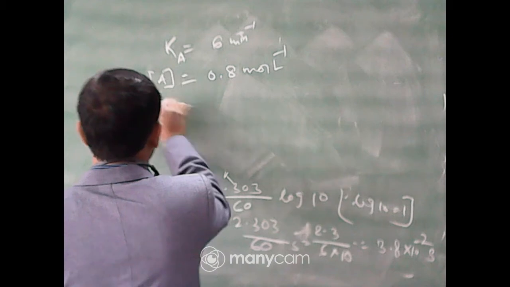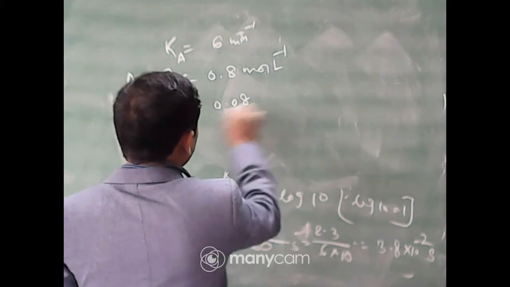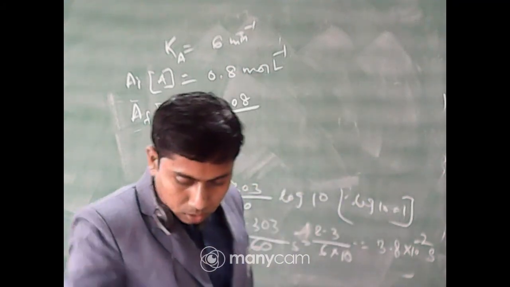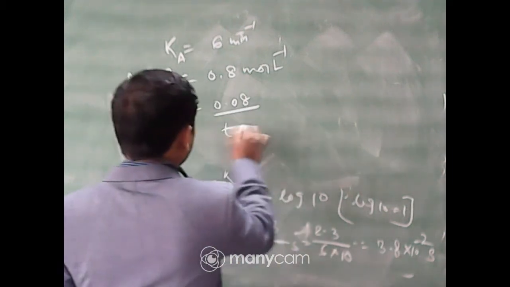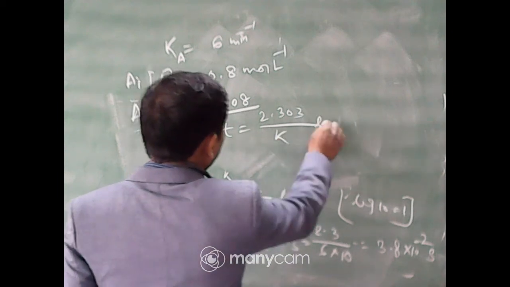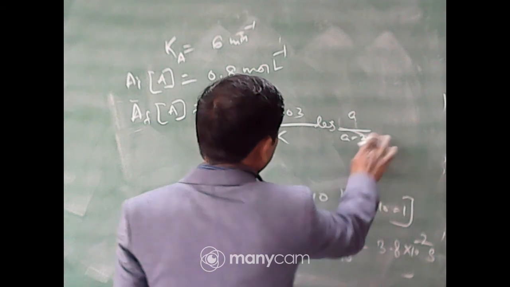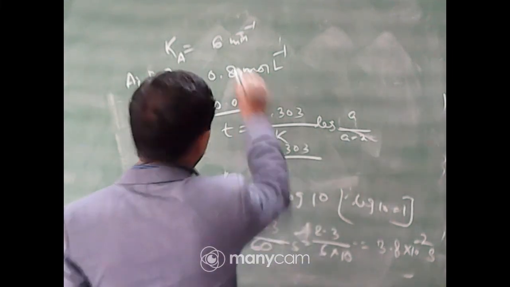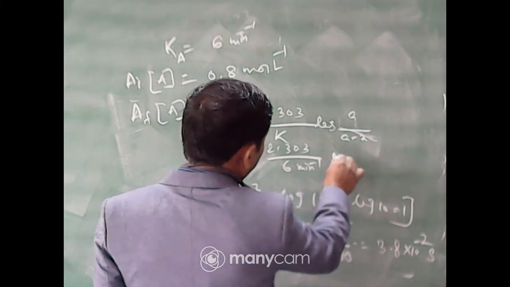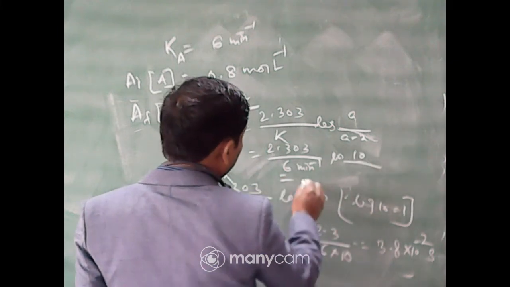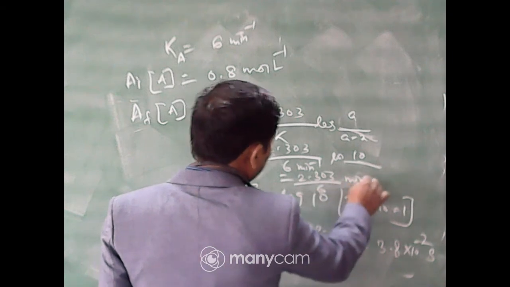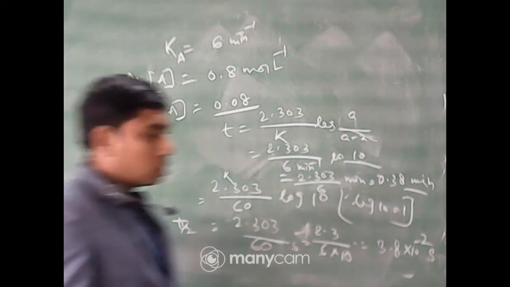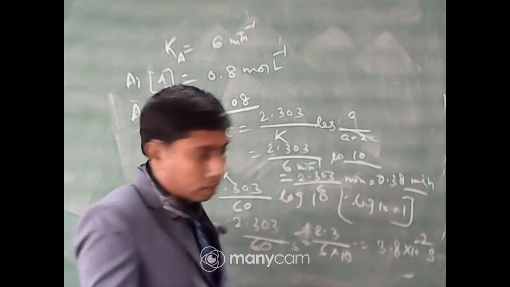So the final concentration of A is equal to 0.08. Now, it is 1/10 again. K is given with respect to A. Now, you have to calculate the time. So, t equal to 2.303 by K log of A by A minus x. Now, A by A minus x is equal to 10. 2.303 by K, K equal to 6 minute inverse. Log of 10, that is 1. So, 2.303 by 6 is equal to 0.38 minute. So, it would reach that concentration at the time 0.38 minute.